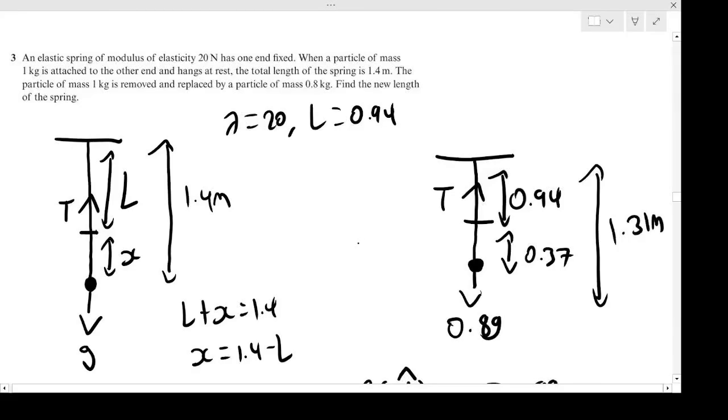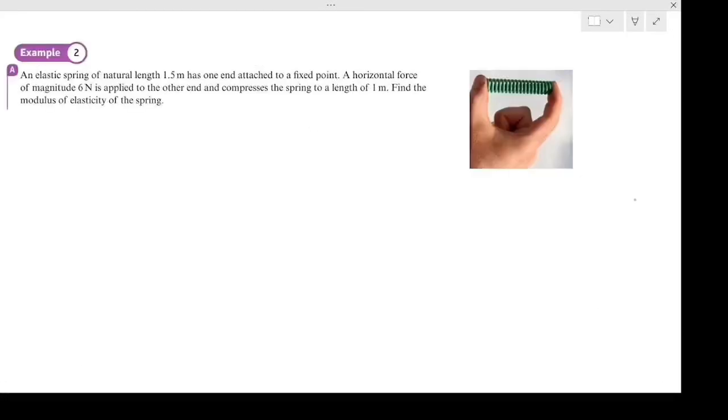Okay, cool. So we've got this question here. We're told an elastic spring of natural length 1.5 meters has one end attached to a fixed point, and a horizontal force of 6 newtons is applied to the other end and compresses the spring to a length of 1. Find the modulus of elasticity.